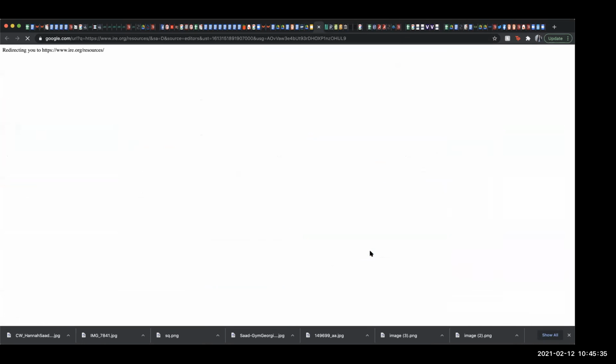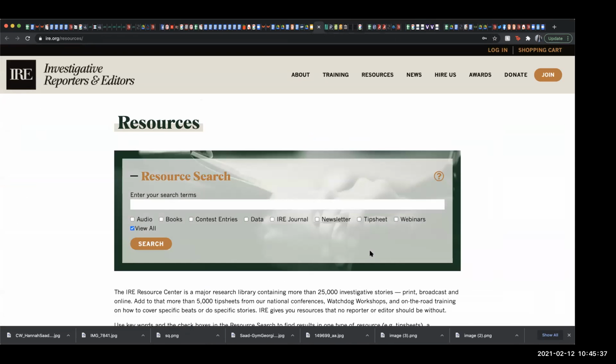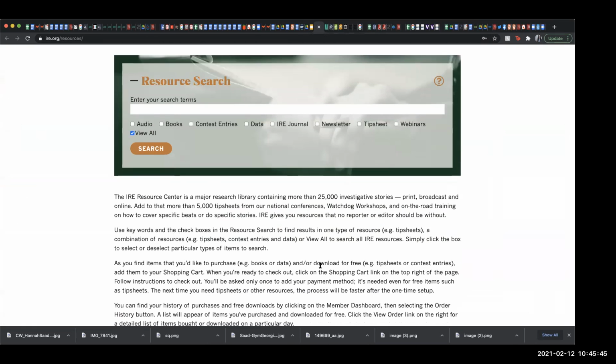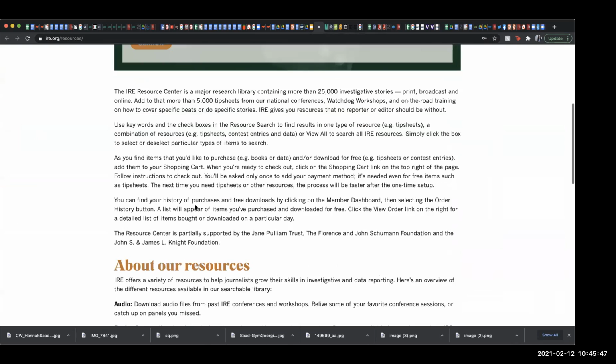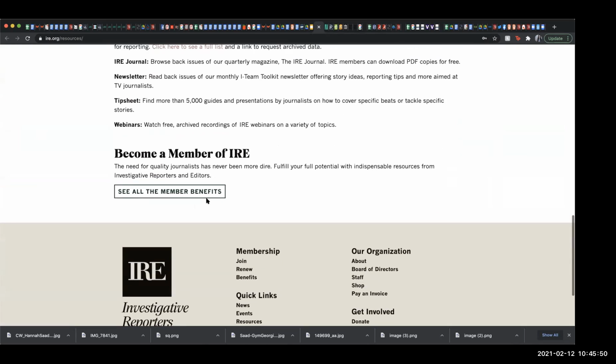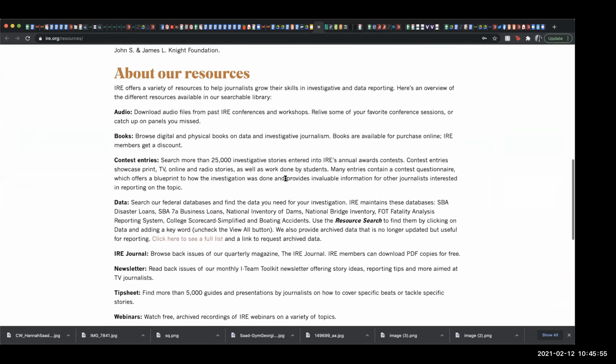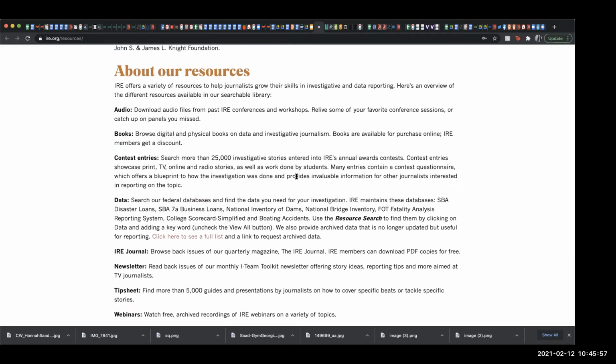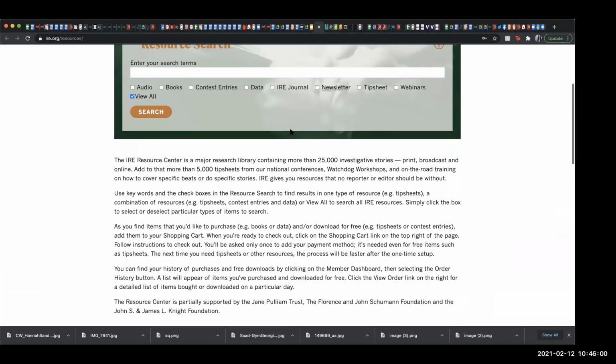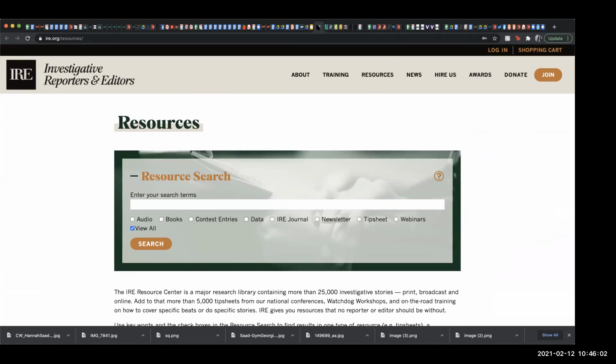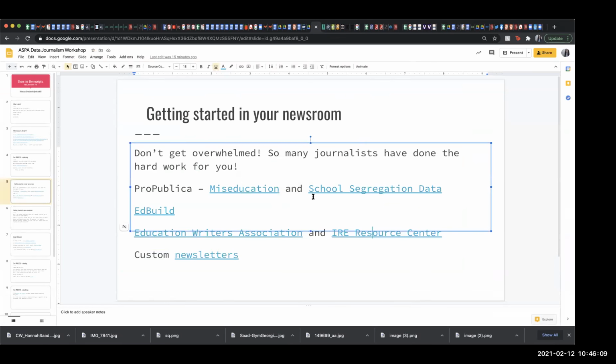Another one, IRE. IRE is Investigative Reporters and Editors. It is not too early to sink your teeth into some investigative stories. And these are some resources that'll help you with that. You might need to become a member. I might ask your advisor about that if you're really interested in it, and you can share things like conference workshops and tip sheets that'll give you guides on how to report on a specific issue.